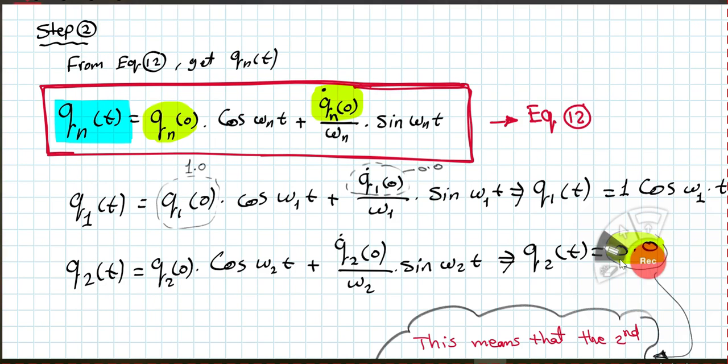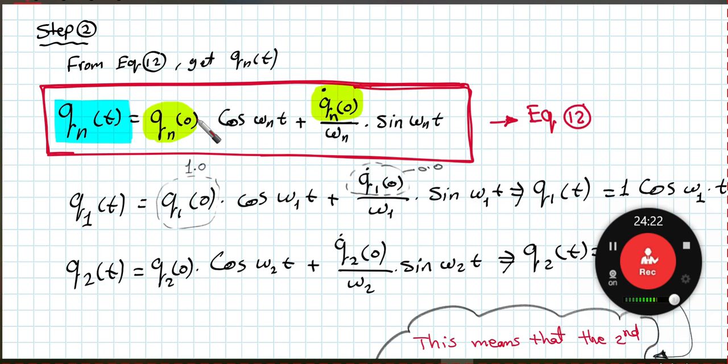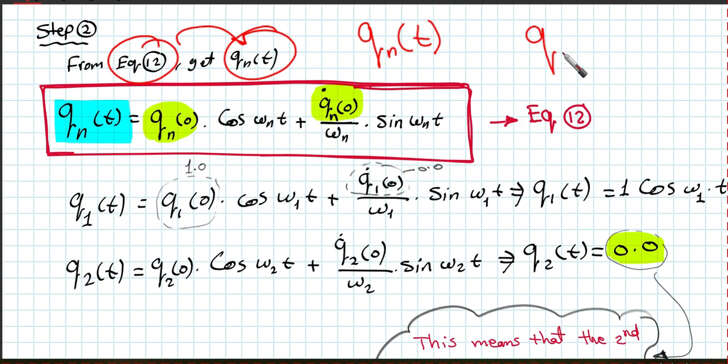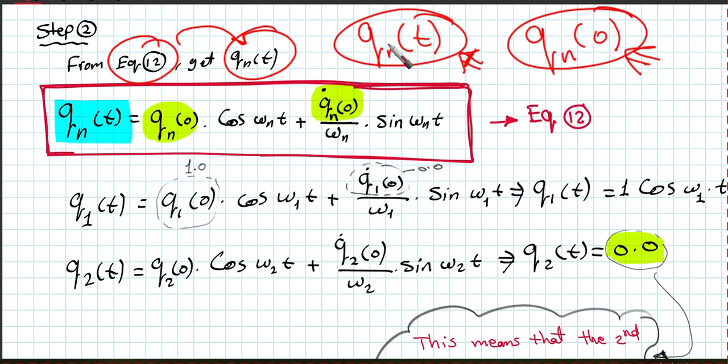Okay, so let's go now to step number 2. In our step we said that from equation 12 we can obtain Qn of t. Remember, there is a difference between Qn node and Qn t. Node means the initial condition. T means at any time. It is the modal coordinate at any time due to a specific or particular mode shape.